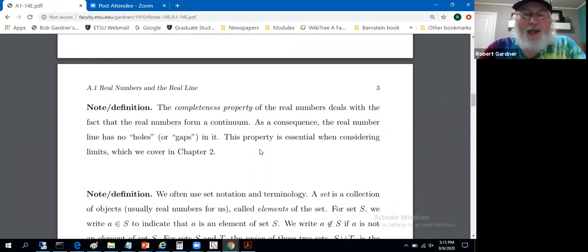Okay, the completeness property, this is really explained in Appendix A6. It deals with making the real numbers a continuum.